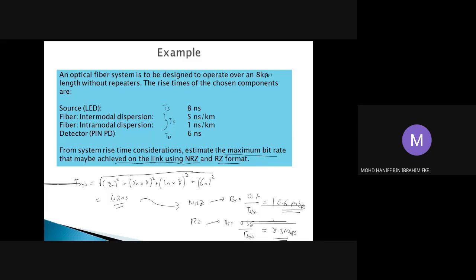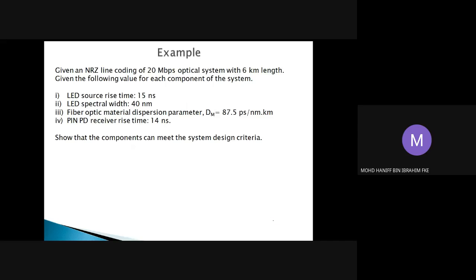So basically, from the calculation of the system bit rate, we'll be able to calculate the maximum bit rate that can be offered if you're using the NRZ line coding or the RZ line coding format. Then let's have a look at the second example here.